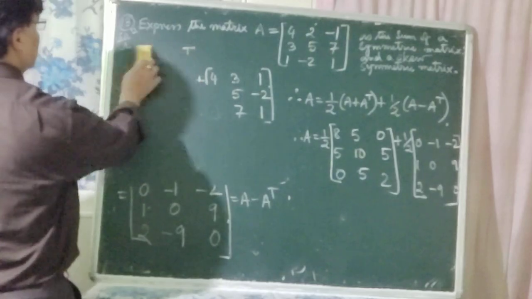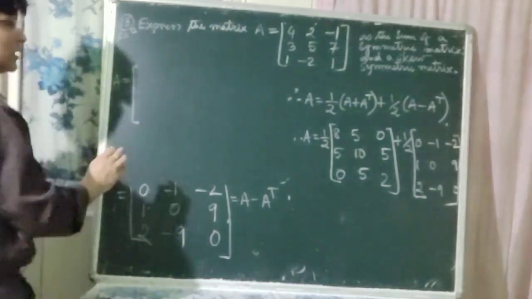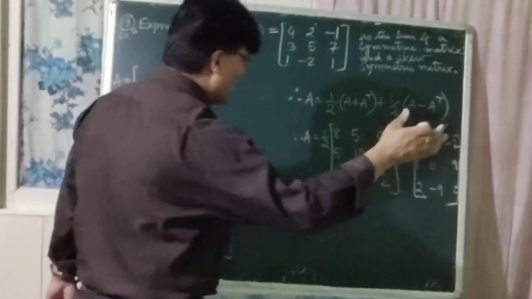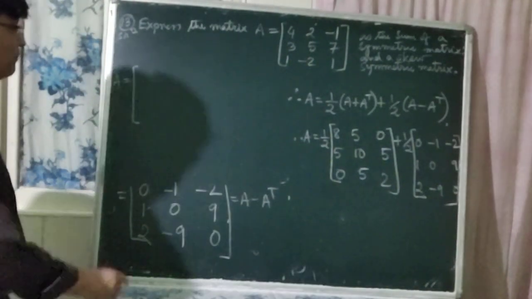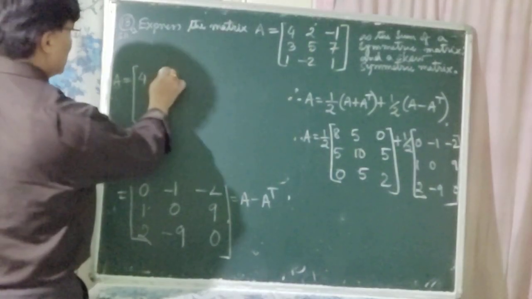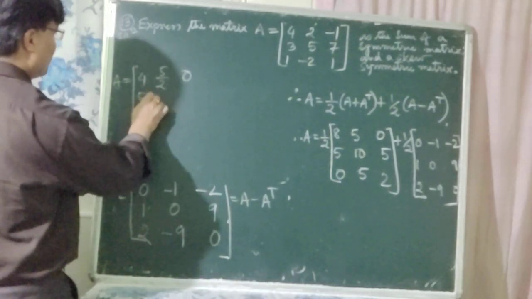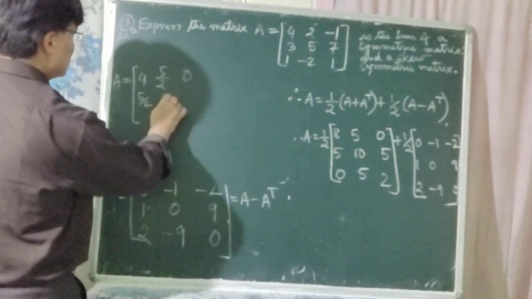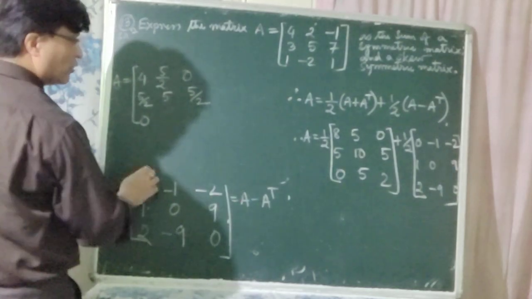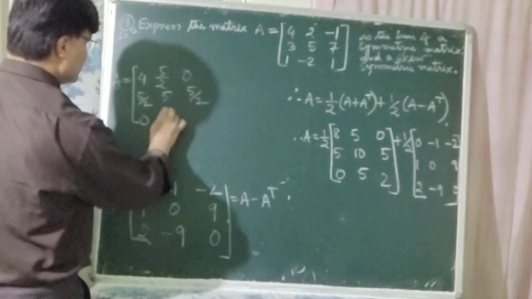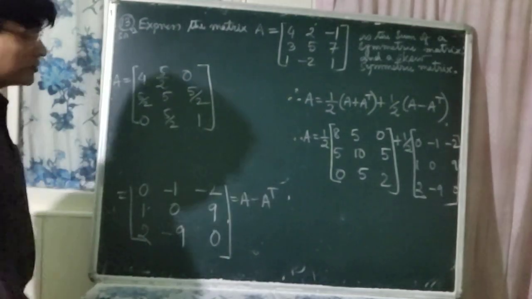So now let us write down the answer. We have expressed A as the sum of a symmetric matrix and a skew symmetric matrix. You have to multiply all these elements of the matrix by the scalar quantity half. So half into 8, that is 4. It is 5 by 2, 0. Half into 0 is 0. Half into 5, 5 by 2. Half into 10, that is your 5. Half into 5, that is 5 by 2. Again, half into 0 is 0. Half into 5 is 5 by 2, and next one is half into 2, that is 1. So this is your symmetric matrix, okay?